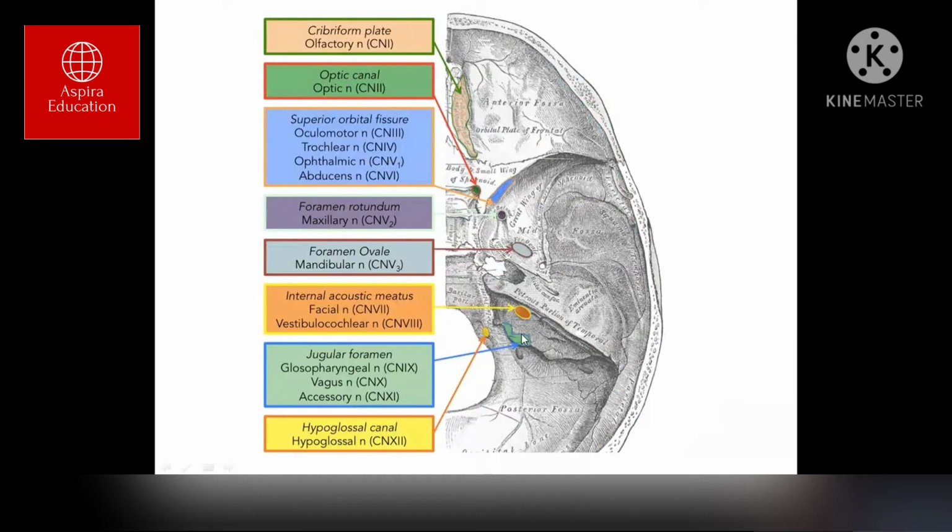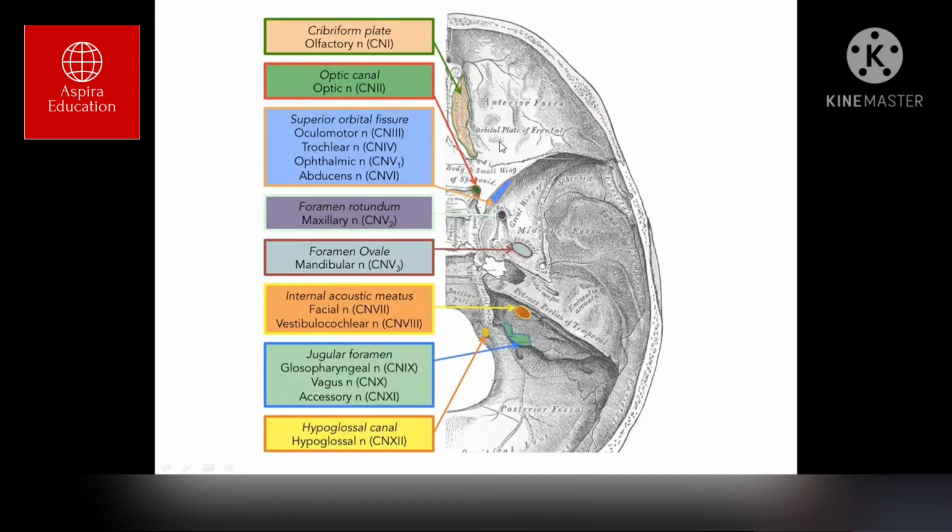Then we have what's called the hypoglossal canal. The hypoglossal canal is important for the hypoglossal nerve. So these are the various structures passing through the canals which are in the different fossae: anterior, middle, and posterior cranial fossa.